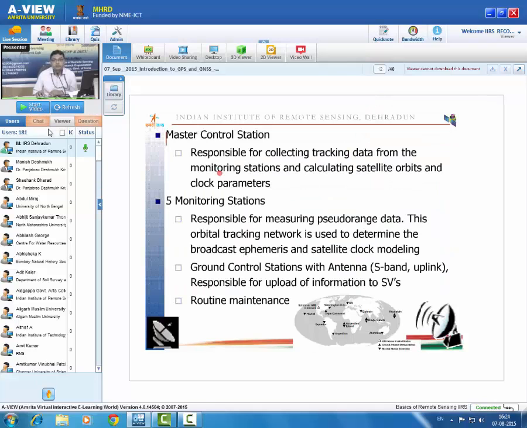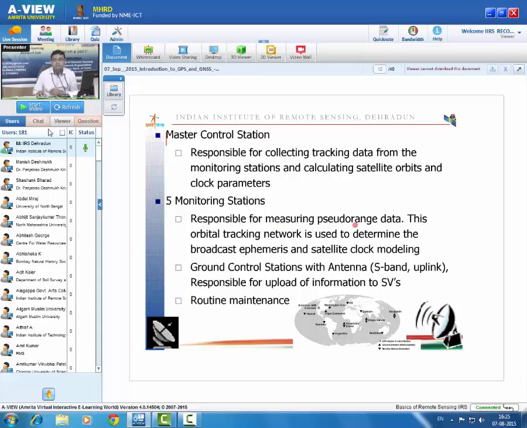The master control station has the responsibility to collect all the tracking data from the monitoring stations and calculate satellite orbits and clock parameters. So that is the job of the master control station. All the corrections are carried out by the master control station. Whereas the 5 monitoring stations, which are actually the ones to keep in touch with the satellites, are responsible for the routine maintenance of the satellites.